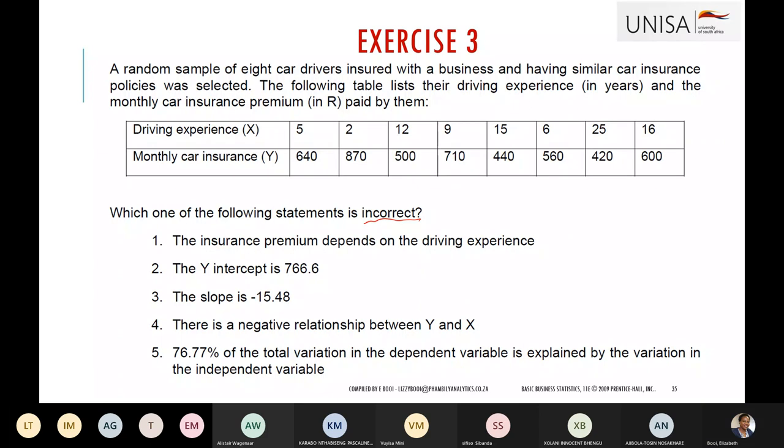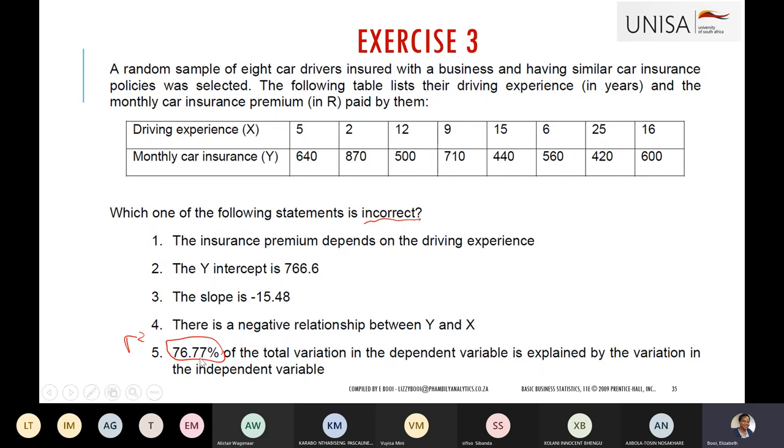The Y-intercept is equal to 776. The slope is minus 15.58. Therefore, it means I need to calculate this. There is a negative relationship between X and Y. I don't know that. I need to calculate that. And the total variation, which is my R squared, in the dependent variable is explained by the variation in the independent variable. So I need to go calculate my R squared to know that.